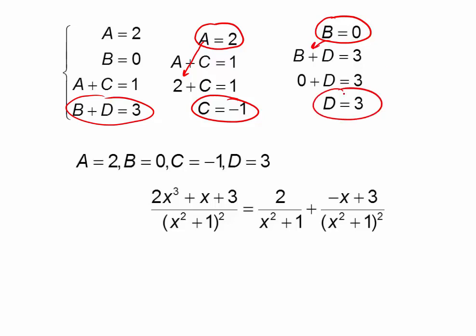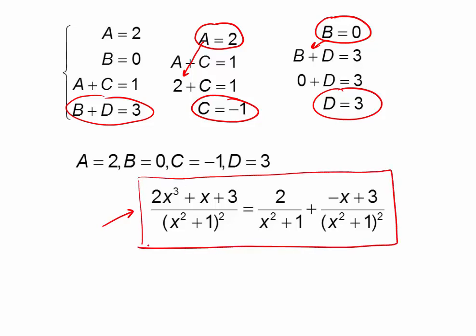So this system was actually really quite easy to solve, because the system of 4 equations we had was pretty straightforward. So now that I have my a, b, c, and d values, I can substitute that back into my original decomposition, and I get the partial fraction decomposition of that original fraction.